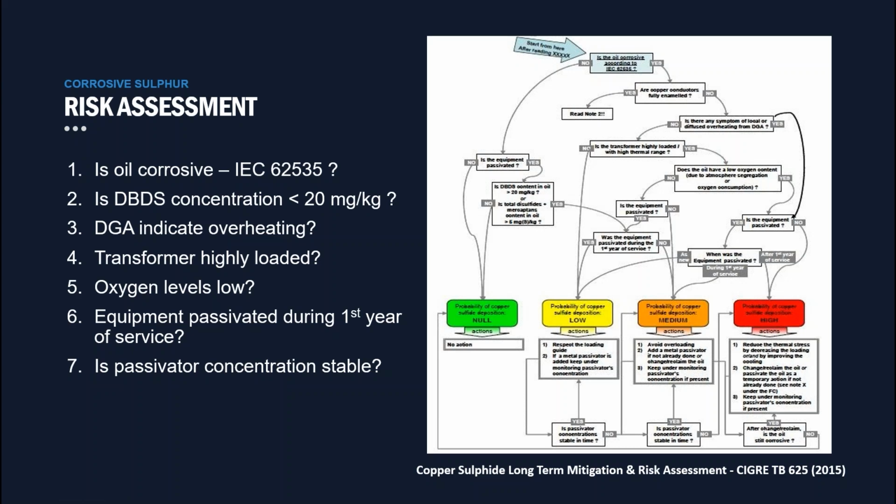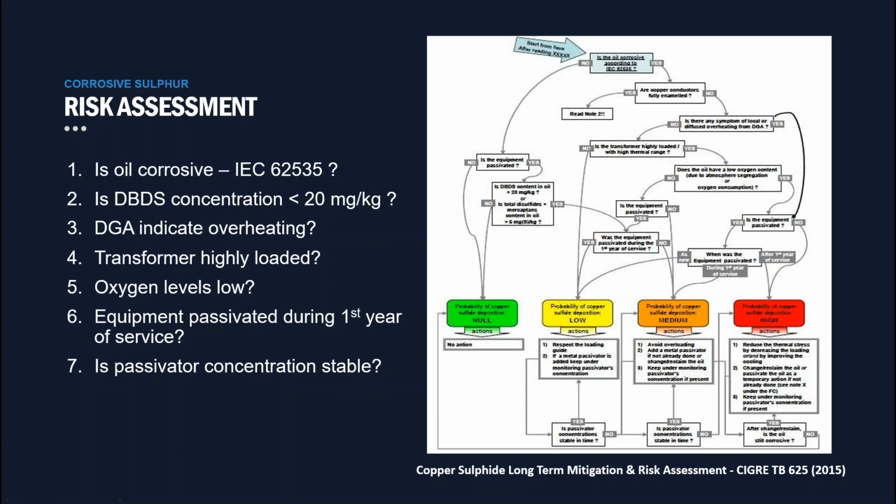and 4. So does DGA indicate overheating? Is the transformer highly loaded? If the answer is no, the probability of copper sulfide deposition is low. If overheating is indicated, or if the transformer is highly loaded, then we need to look at oxygen levels in the oil and whether oxygen consumption is occurring. So if oxygen levels are low and passivator hasn't been added, the probability of copper sulfide deposition is thought to be high.